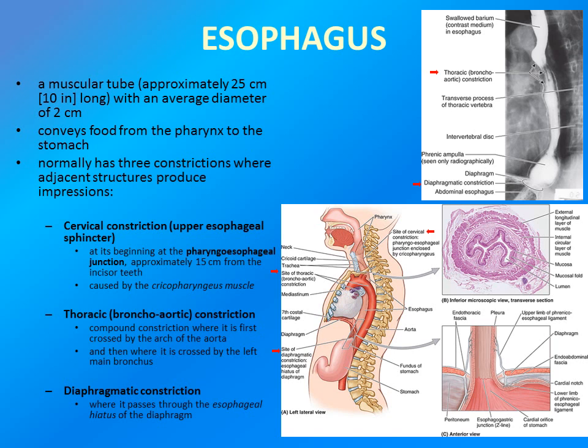Then there's the thoracic or bronchial aortic constriction. Here it is in the barium meal film shown above, and the site of the thoracic constriction in the diagram below. It's a compound constriction where the esophagus is first crossed by the arch of the aorta and then by the left main bronchus. And finally, we have the third constriction, the diaphragmatic constriction, which is where the esophagus passes through the esophageal hiatus of the diaphragm.